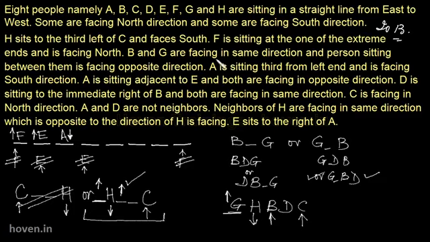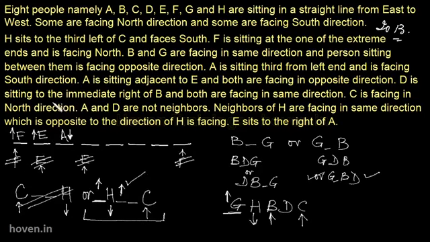B and G are facing in the same direction and the person sitting between them is facing opposite direction. B and G, yeah, it's okay. G is upwards, B is upwards, and the person in between them is facing downwards. So it is okay. A is sitting third from left end and is facing south direction. So it's okay, as we already saw. So third from left end and facing downwards.